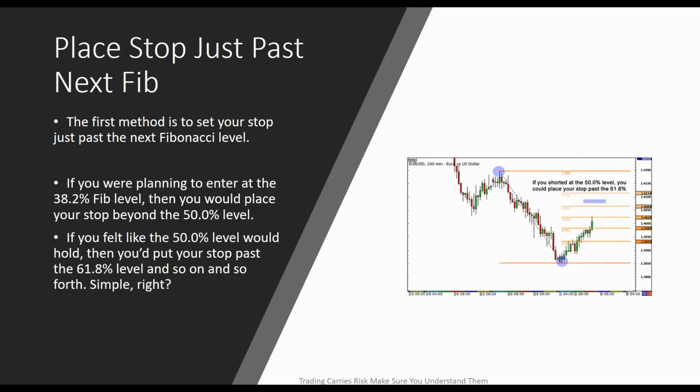But the first method is using it to support your stops. Like I mentioned, you can use it to determine where you want to put your stops, which is to set your stop just past the next Fibonacci level. So if you're planning to enter at the 38.2 Fib level, then you could place your stop at the 50% level. If you felt like the 50% level would hold, then you might place your stop at the 61.8. Okay, but it's not defined enough.